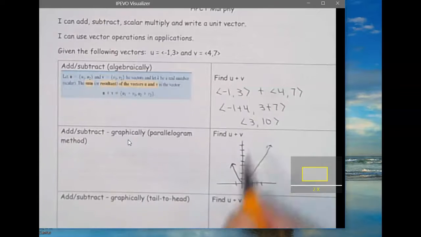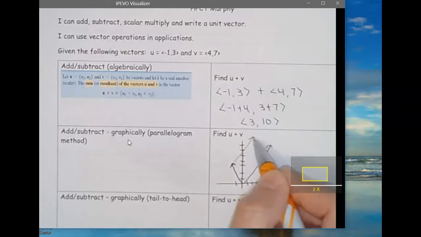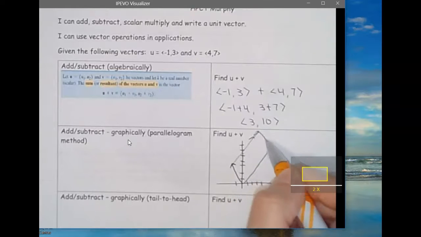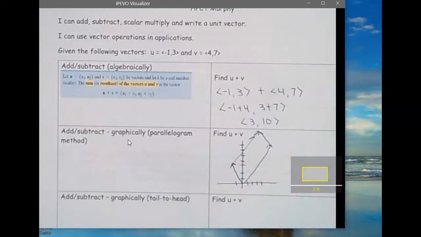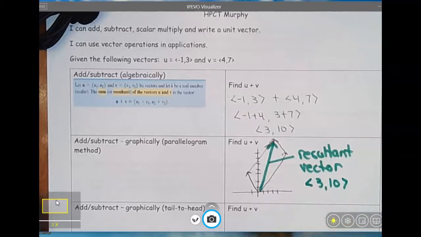So basically, if we form a parallelogram, we know the opposite sides are congruent. So we would have these two sides are congruent, better extend it a little bit. These two sides are congruent. And so the resultant vector is actually the vector that's sitting in the middle of those. Okay, so the resultant vector is the final answer. So from here to here, it should correspond with <3, 10>. If we had some graph paper, it would make it a little bit more accurate, but we're going to go with it.